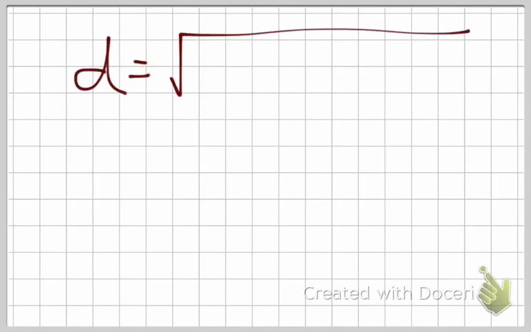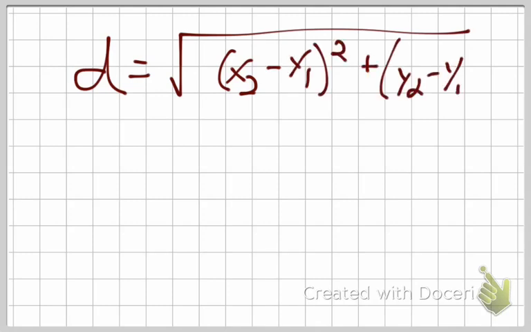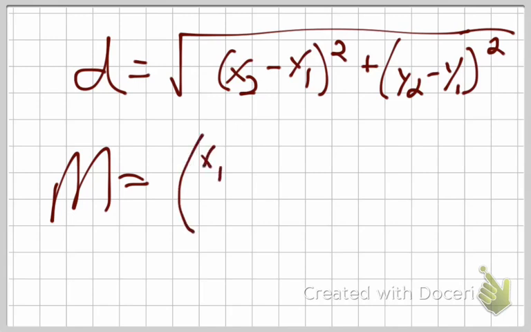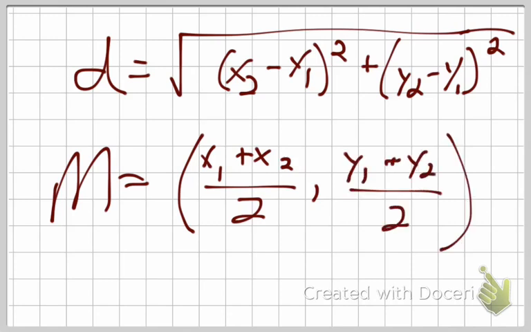So anyway, the distance formula, I will put it up here on the big screen. That is D equals the square root of (x2 minus x1) squared plus (y2 minus y1) squared. It's all square rooted. That's the distance formula. And the midpoint formula is (x1 plus x2) divided by 2 and (y1 plus y2) divided by 2.